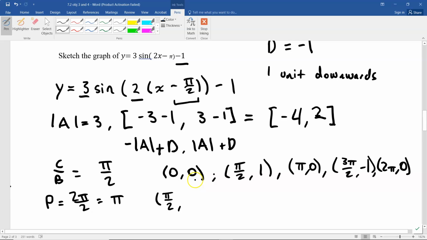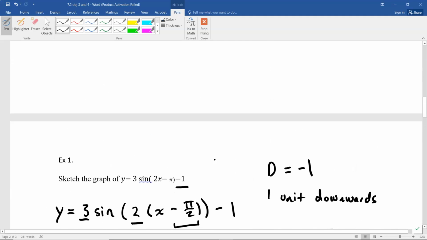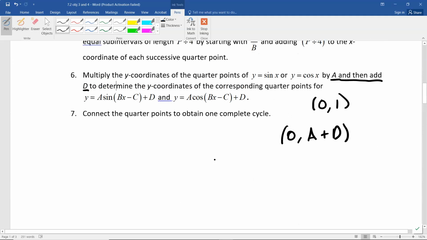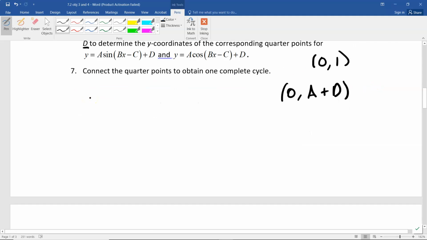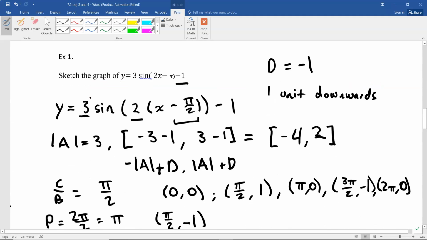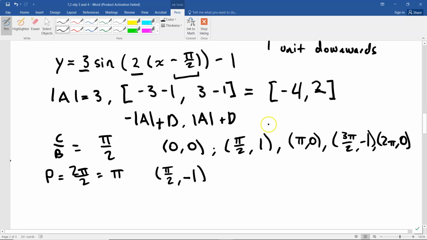The next thing, our y, the starting value, is going to be at our vertical shift. It's -1. So remember, as I said in step 6, we're multiplying by a and adding d. So here, when we have our original y value be 0, we multiply it by a, which gives us 0, and then we add d. So we just get d.